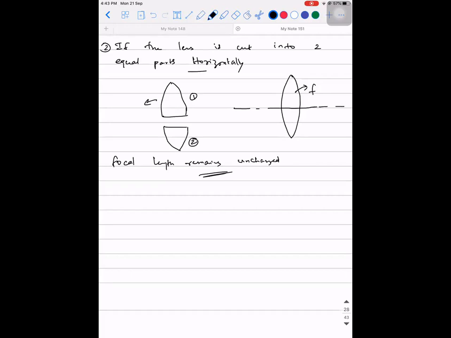According to Lensmaker's formula, what are all the factors on which it depends? Mu2 by mu1 minus 1 into 1 by r1 minus 1 by r2. When can you think of this focal length changing? When any one of the parameters, including the refractive index or the radius of curvature, is changing, right? So are you changing the medium? If this is mu2, it is still mu2, mu1, mu1. No. So this part is not changed.